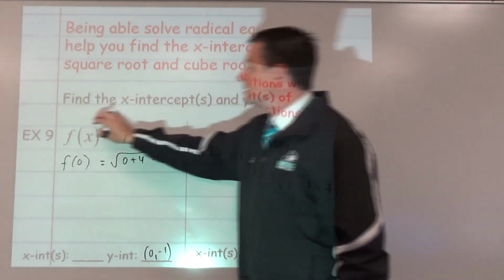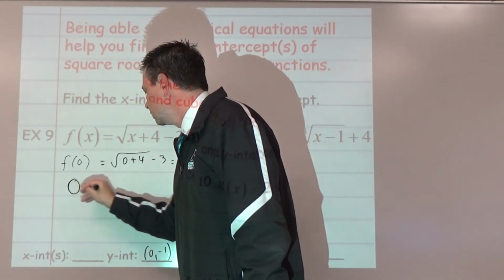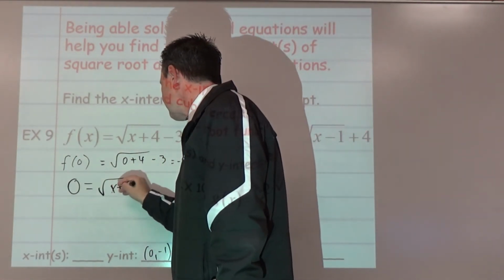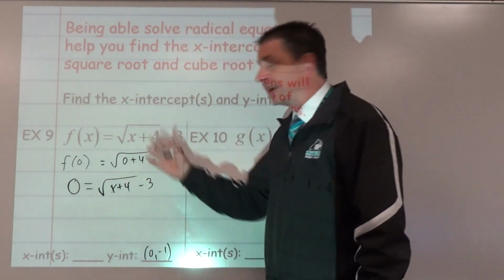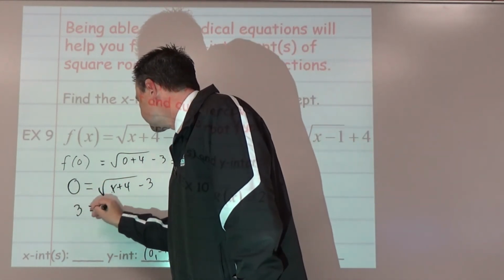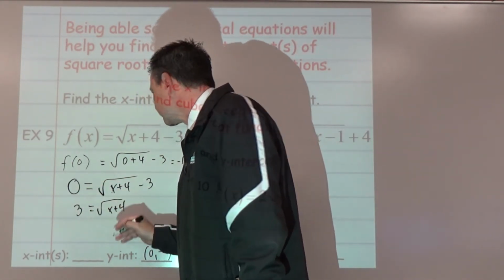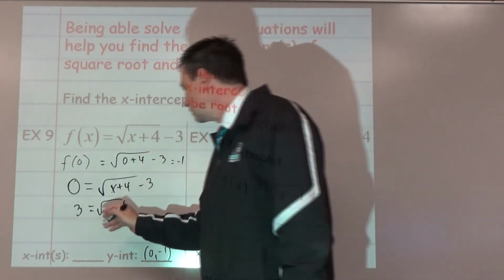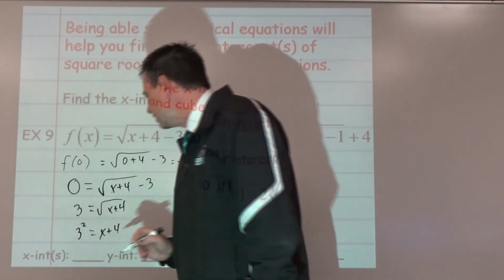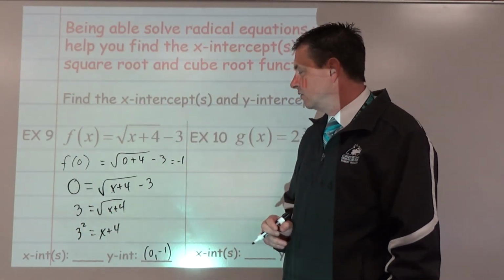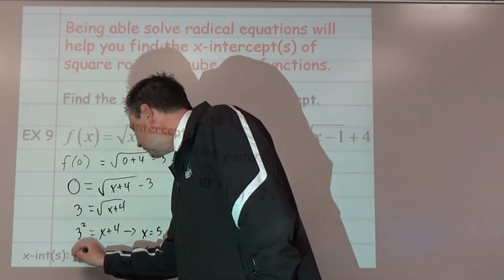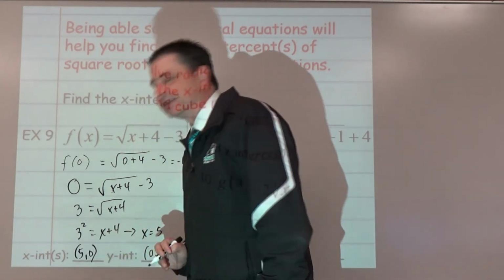X-intercept means set the function value, the whole thing on the left, equal to 0, and then we'll solve. So we want to isolate the radical. We want to undo the -3, so we'll add 3 to both sides. We'll now square both sides. So x plus 4 equals 3 squared. That's 9. So if I subtract 4 on both sides, we're going to get x is 5. So 5, 0.